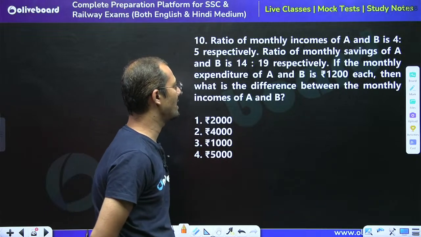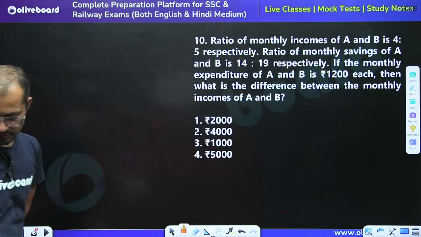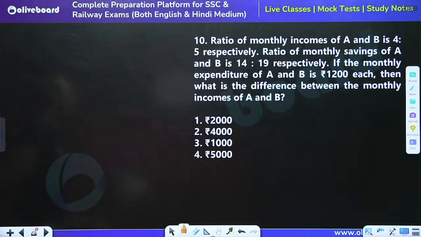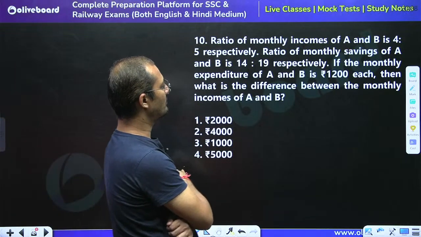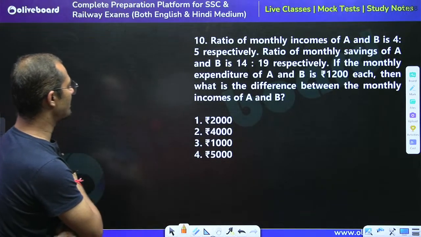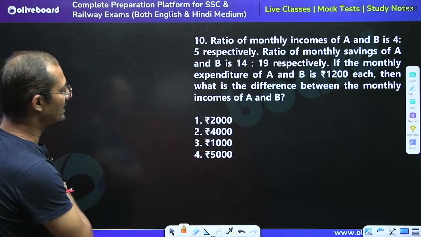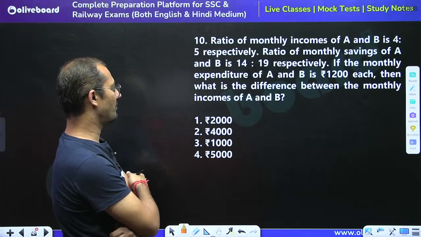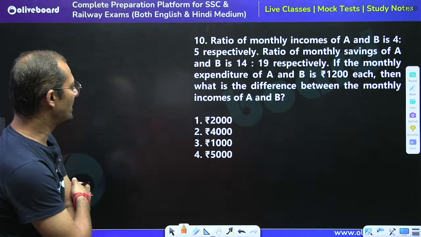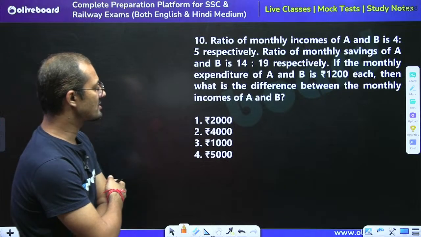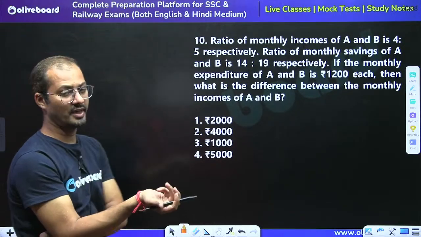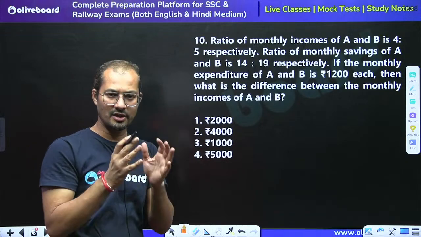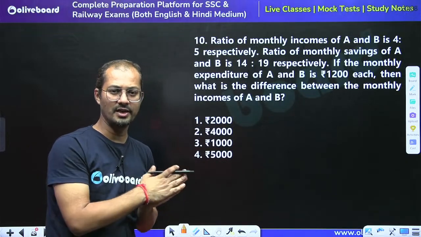Now tell me what is the answer for this question. Ratio of monthly income of A and B is 4:5. Ratio of monthly saving of A and B is 4:19. If monthly expenditure of A and B is 1200 each, then what is the difference between monthly income of A and B?